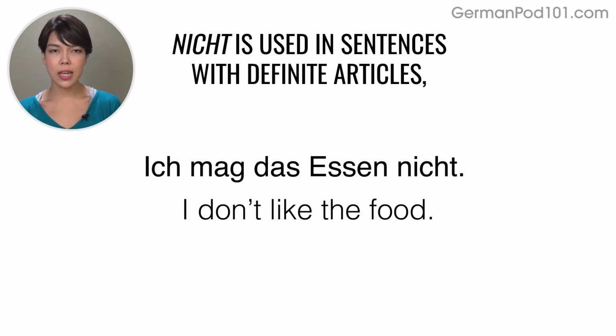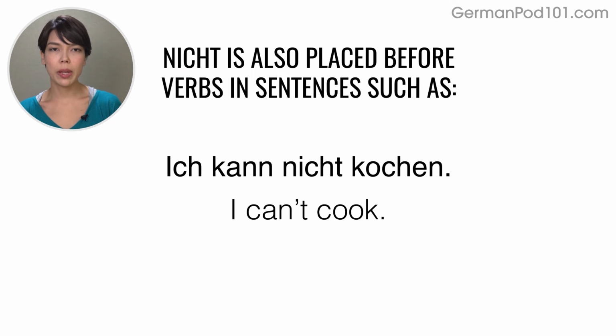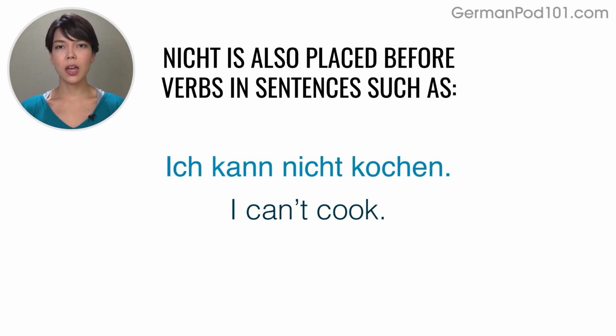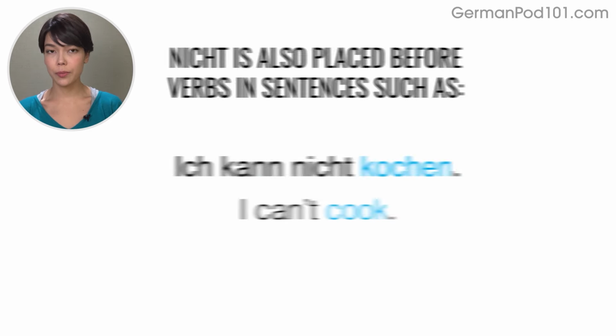Nicht is used in sentences with definite articles like the in English. For example, ich mag das Essen nicht. I don't like the food. Nicht is also placed before verbs in sentences such as ich kann nicht kochen, meaning I can't cook. Here the word nicht comes before the word kochen, meaning to cook.